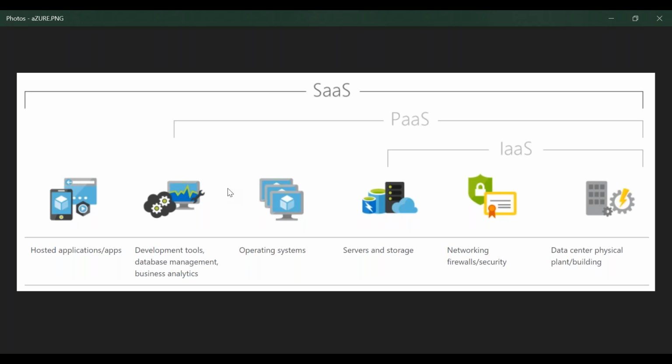So we have three kinds of services: infrastructure as a service, platform as a service, and software as a service. Our Microsoft Azure is providing platform as a service. Whatever service you want, you can purchase it, pay for how much you are utilizing that service, and design your applications.